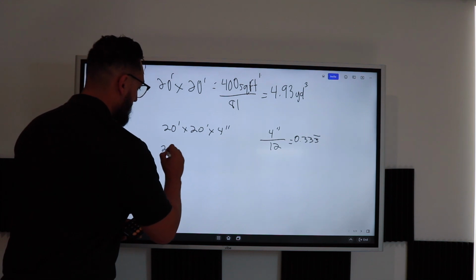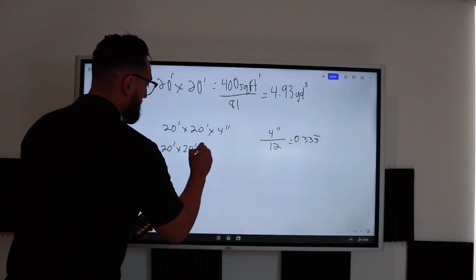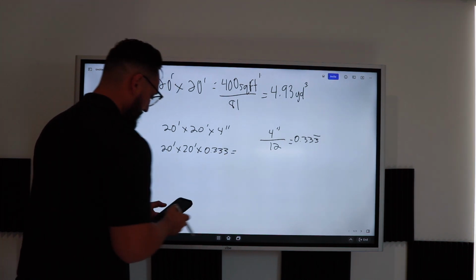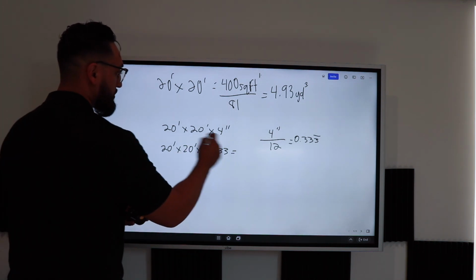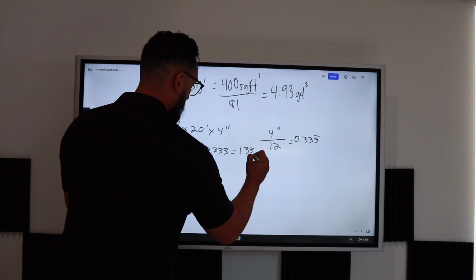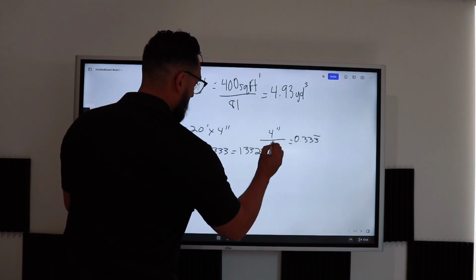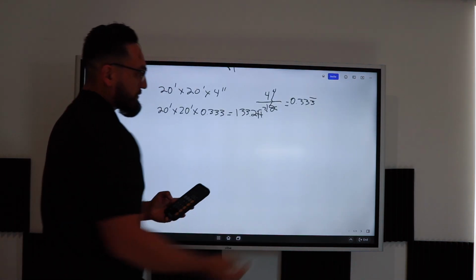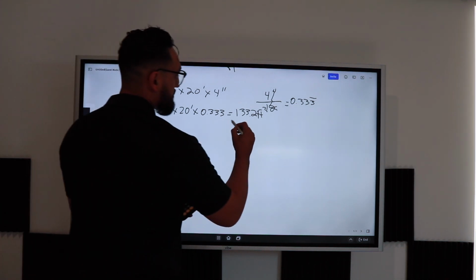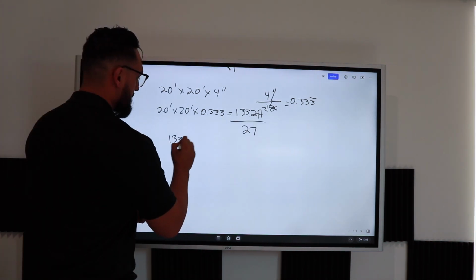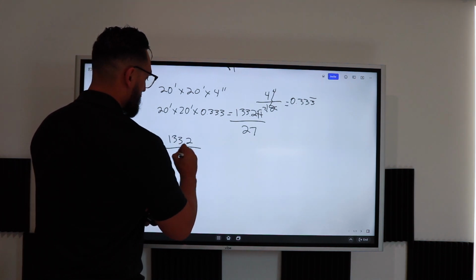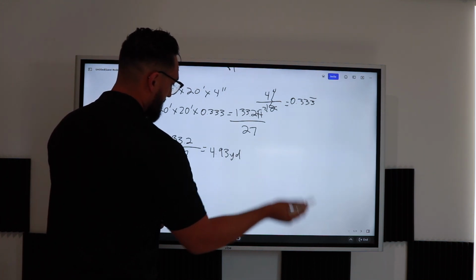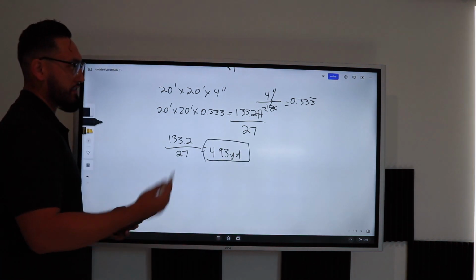So what you're gonna do is 20 feet times 20 feet times 0.333, and that's gonna give you 133.2 cubic feet, right? But we're not done. We don't need the cubic footage. We need how many yards. So next you're gonna divide by 27. 133.2 divided by 27 is gonna give you 4.93 yards, right? It's the same exact answer. It's just a different way of doing it.